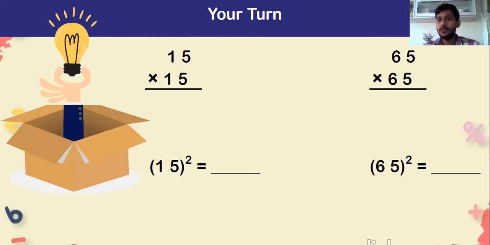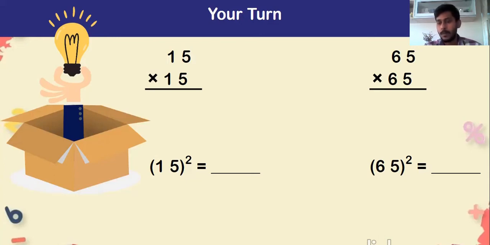Okay, moving to the second example. Here the number is 65, and we will find its square. How? First, looking at step number 1, the tens place is 6, so the next number after 6 is 7. Multiplying 6 with 7 gives us 42.